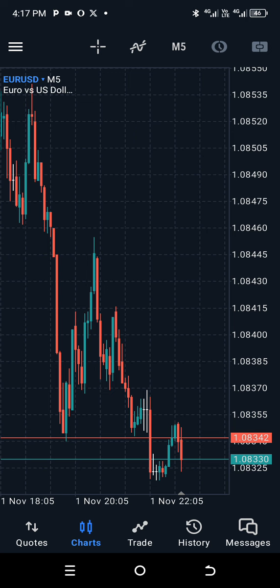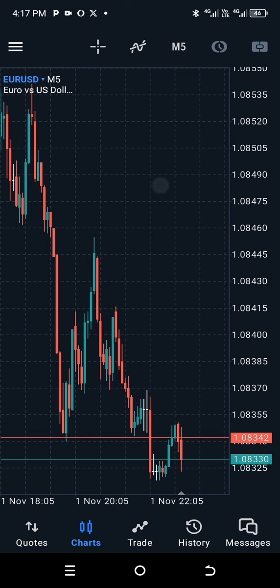The definition of a pip is the smallest price movement in a currency pair. Pips are used to measure the movement in the market, and they're usually used to calculate your profit. So if you are trading the financial market, you end up seeing this movement.